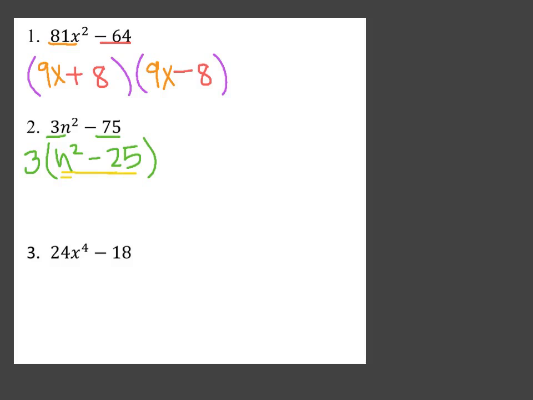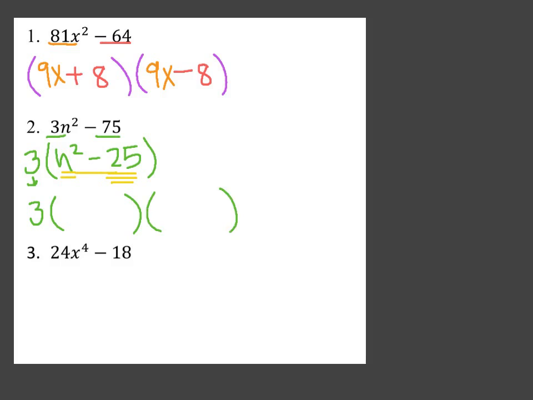Because I have n squared minus 25, I have subtraction, which is what the difference of squares is, and I have 2 perfect squares in there. So the 3, or my GCF, comes down from the outside. Then I'm going to get my 2 sets of parentheses ready to do difference of squares.